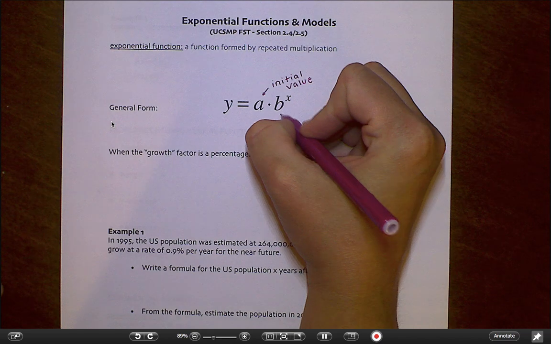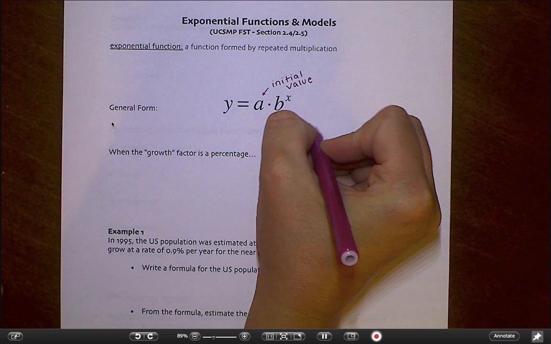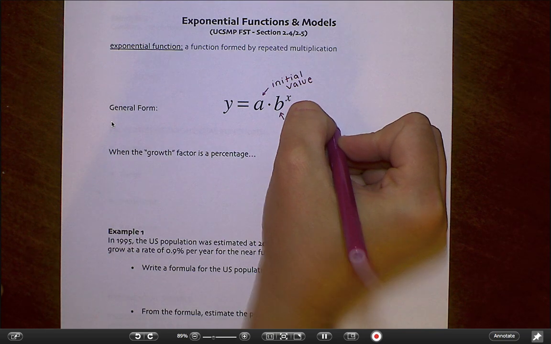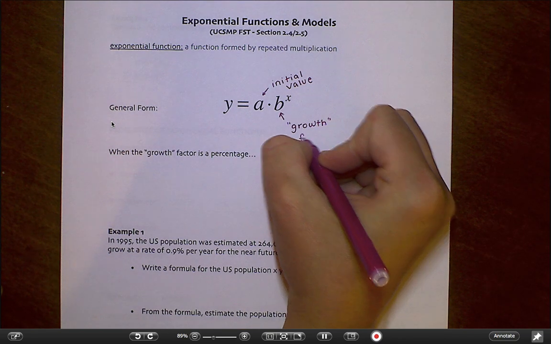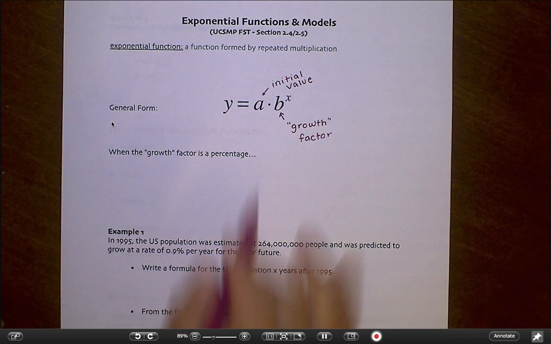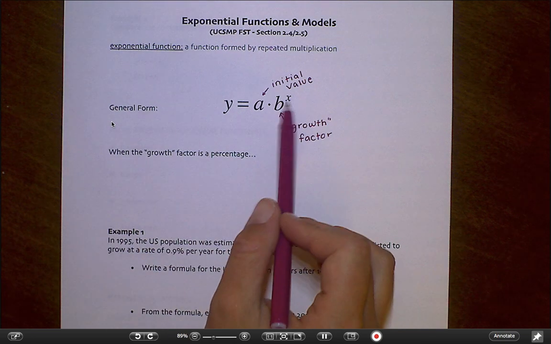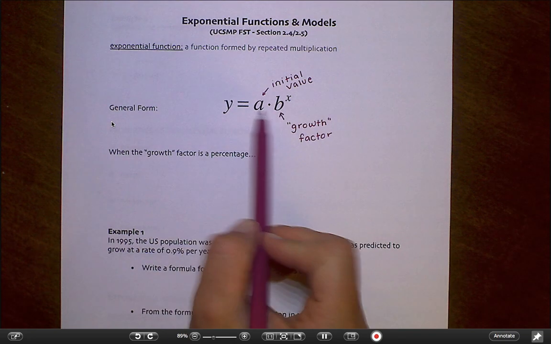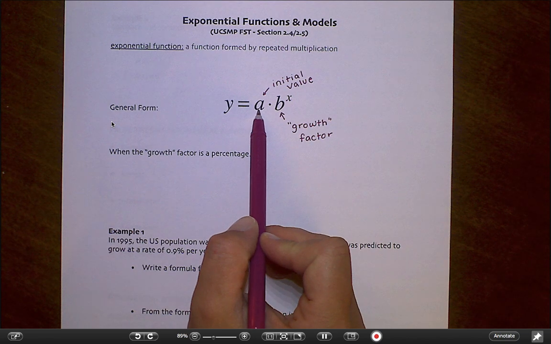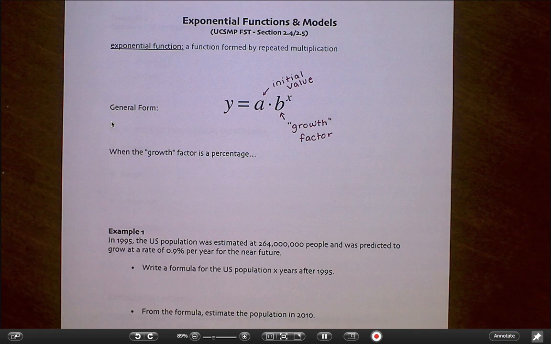The B is called your growth factor, and I'm putting growth in quotation marks here because you can also have exponential decay, but we still refer to this as a growth factor even if it's not technically growing. And then the X represents, typically it's like a measure of time, but it's how many times you're multiplying. Because if you think about mathematically what's happening here, you're starting with some value and then multiplying by this growth factor over and over and over again, okay?